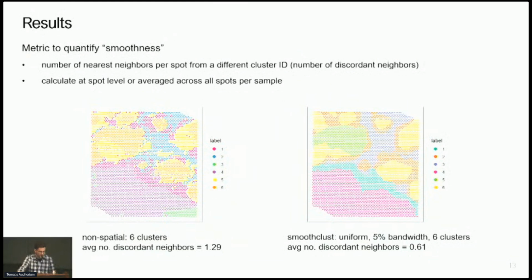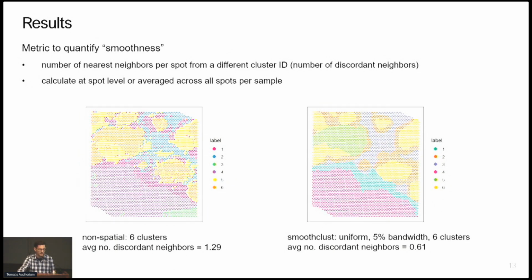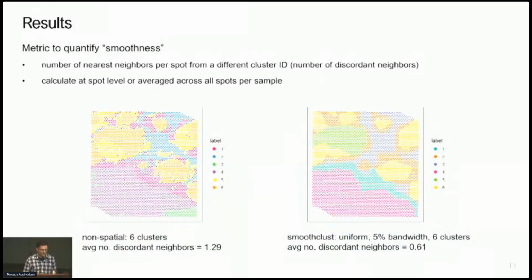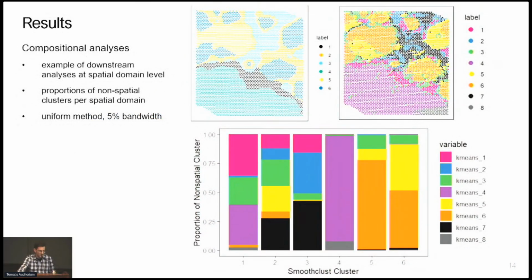To quantify this level of smoothness, we have a metric we've developed: the number of neighbors per spot from a different cluster ID. This can be used to quantify how smooth these boundaries really are. Here on the left is the non-spatial clustering, compared with the spatial clustering on the right, where it's much smoother. Then we can use this as the input for, as an example here, compositional analyses of cell type clusters per spatial domain, and also pseudobulk differential expression testing at that spatial domain level.